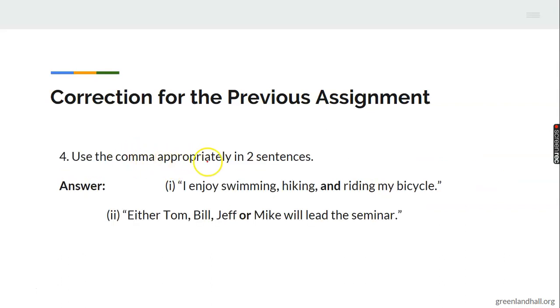Use the comma appropriately in 2 sentences. I've done that in my answer here. I enjoy swimming, hiking, and riding my bicycle. You can see my commas. Look at another one. Either Tom, Bill, or Jeff or Mike will lead the seminar. Okay?